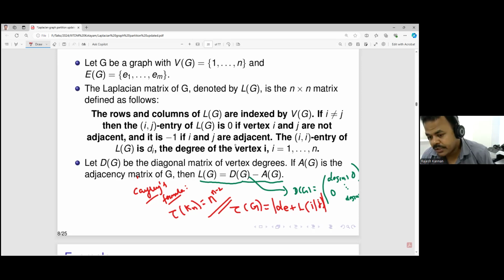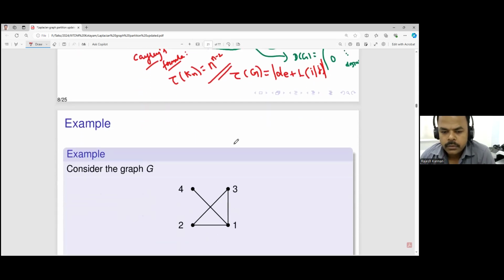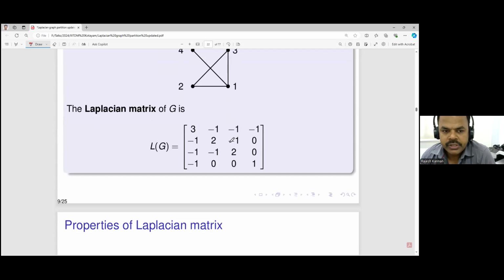Labeled spanning trees. This is again amazing, because it is a matrix theoretical quantity. Even though L of G comes from the graph, all of a sudden this determinant gives you a nice formula for the number of spanning trees. This is called the matrix tree theorem, or Kirchhoff's law. So this is an example.